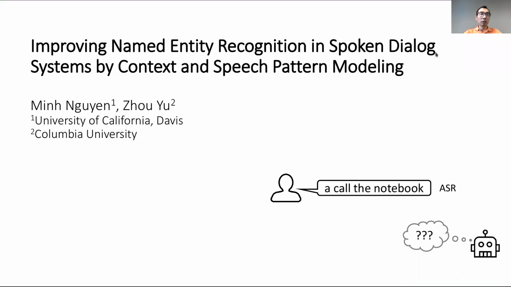Hi, today I'll be presenting our work titled Improving Named Entity Recognition in Spoken Dialogue Systems by Context and Speech Pattern Modeling. In this work, we explore the task of identifying named entities in spoken dialogues between humans and chatbots.